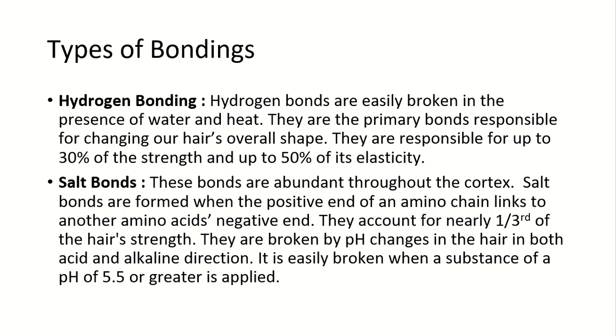conversion. Others are salt bonds. These are present in abundance in the cortex. Salt bonds are formed when one amino acid links with another amino acid from the positive end of the first and the negative end of the second. They are responsible for one-third of hair strength and can be broken by a change in the pH in both acidic as well as alkaline direction. So these are easily broken when a substance of pH 5.5 or higher is applied.